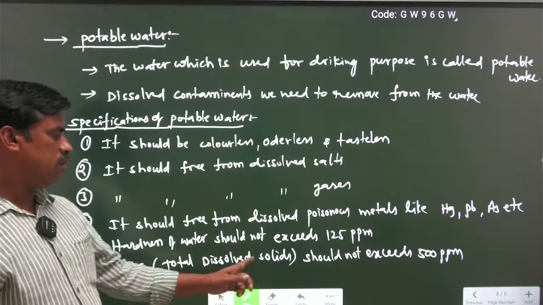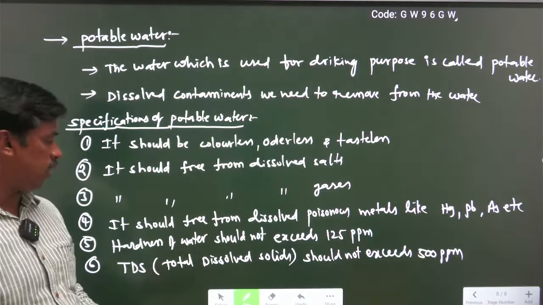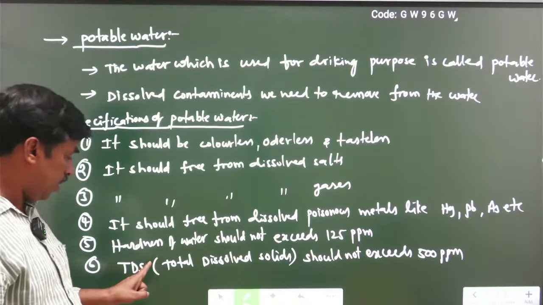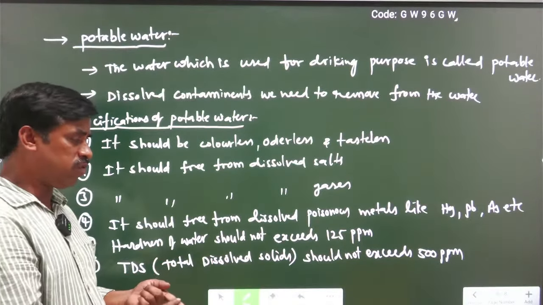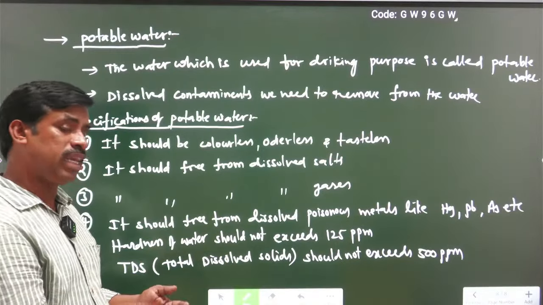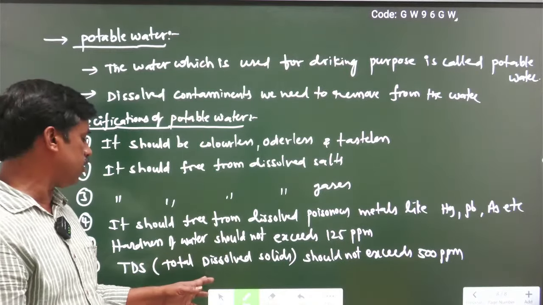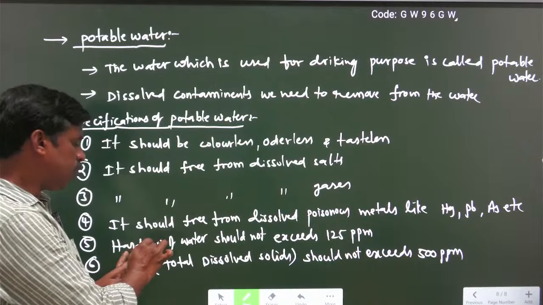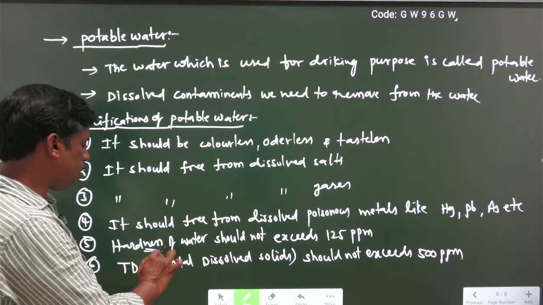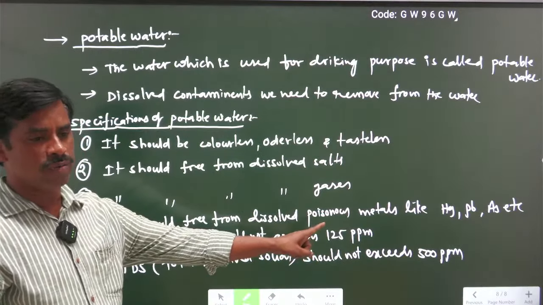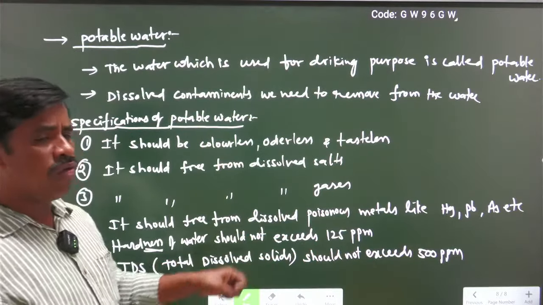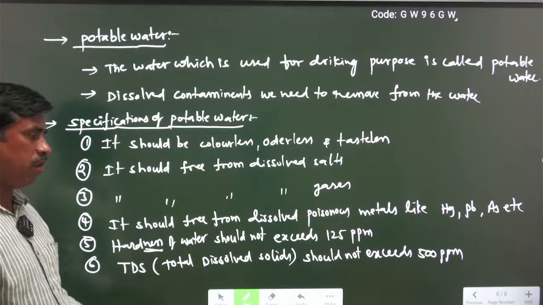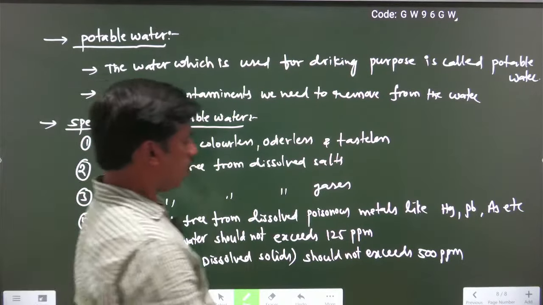Here, TDS, total dissolved solids, is different and hardness of water is different. Hardness of water comes from only calcium and magnesium salts dissolving. TDS comes from calcium and magnesium salts dissolving, and any other impurities or metals dissolving. All dissolving substances come under TDS. Hardness means only calcium and magnesium salts. Total dissolved solids means every impurity dissolving in the water.